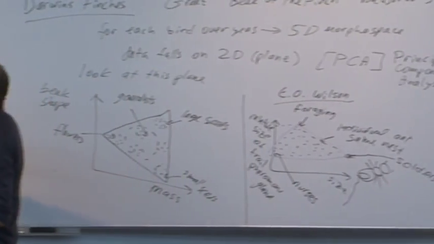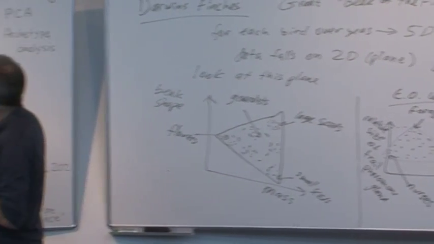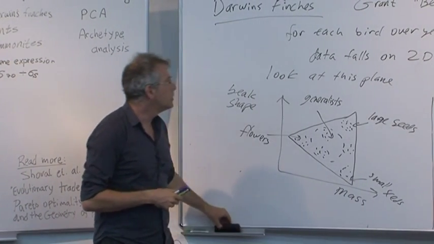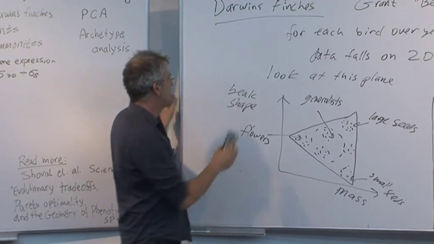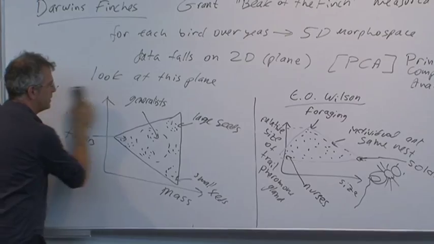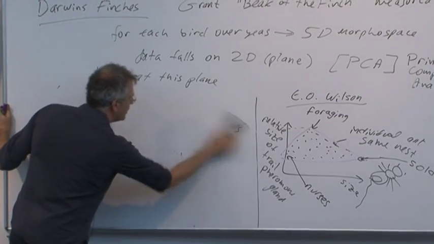Okay, so I think I'm going to skip the ammonites and go to gene expression. Let this simmer, percolate through your mind here. These morphological examples.